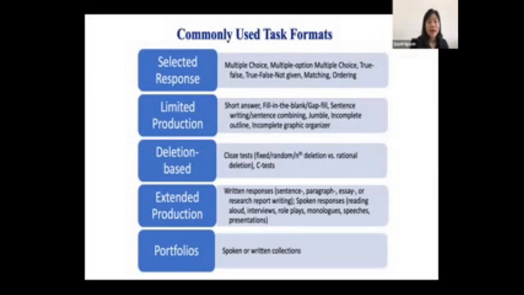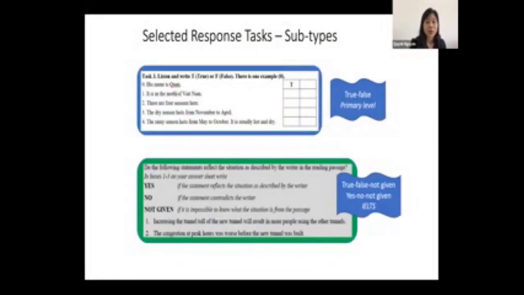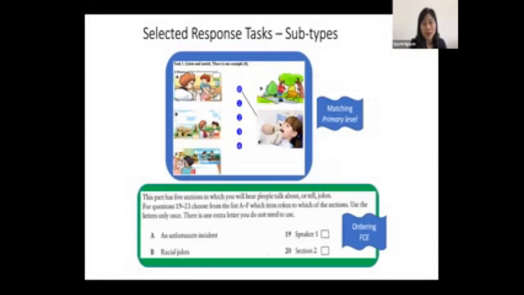And the third aspect is what you expect them to respond, or the form of the expected response of the task. Here on the screen, you will see the commonly used task formats: the selected response with its subtypes on the right, and the limited production, the deletion-based, extended productions, and portfolios. Now I'd like to provide some examples of these subtypes. Like the multiple choice here, in this case there's only one correct answer. But for the multiple option multiple choice task, there is more than one correct answer. And for true, false, not given, there's only one correct answer for the student to choose. Other subtypes of the selected response task include matching and ordering.